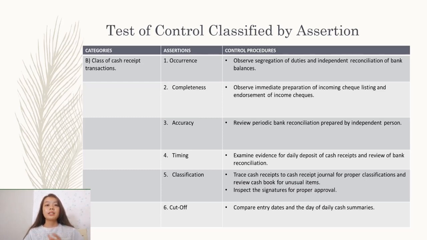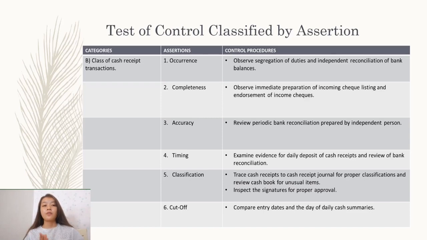The third one is accuracy. Accuracy is to review the periodic bank reconciliation prepared by the independent person. And the fourth one is timing. Timing is to examine evidence for daily deposit of cash receipt and review of bank reconciliation.